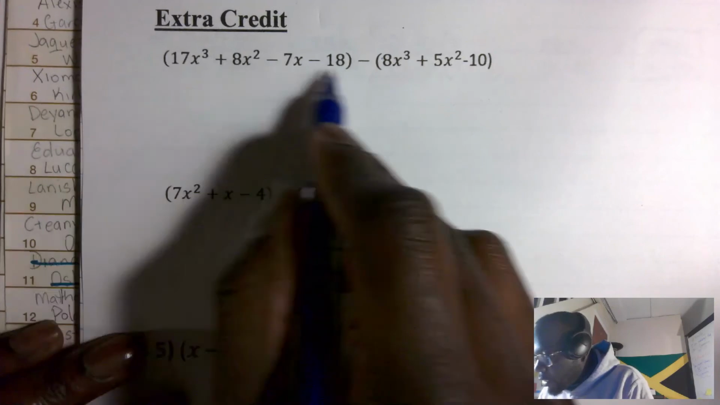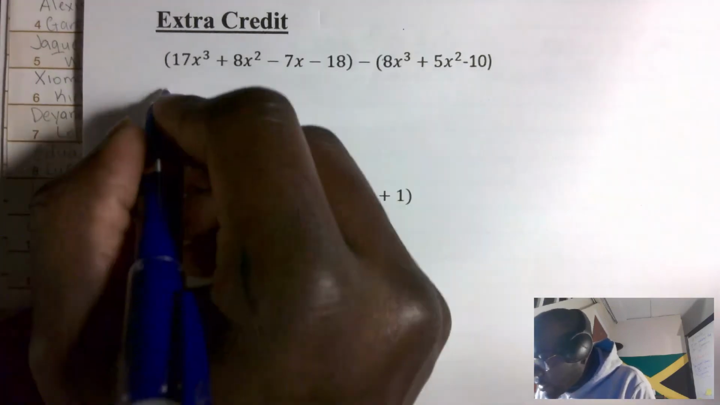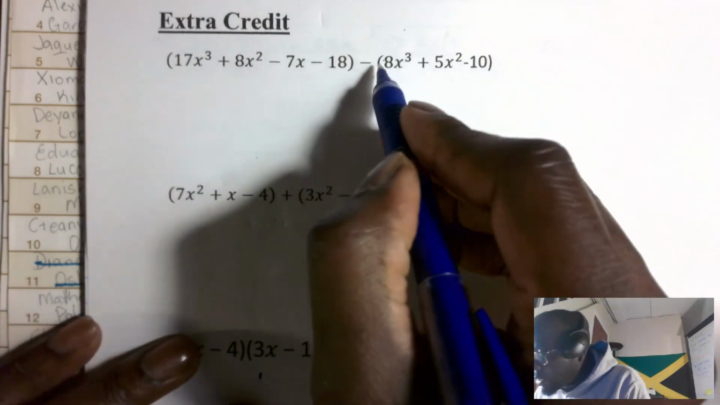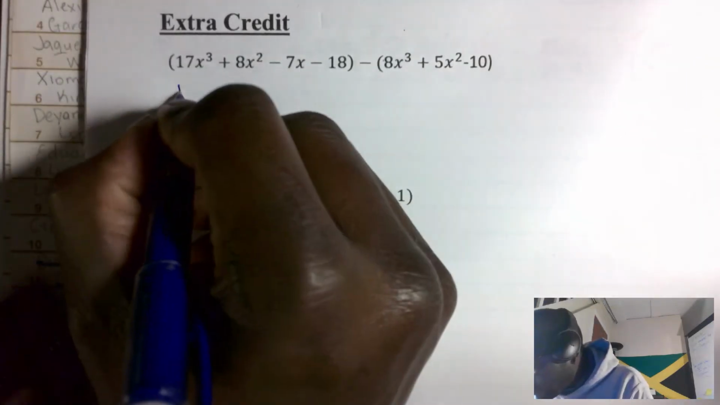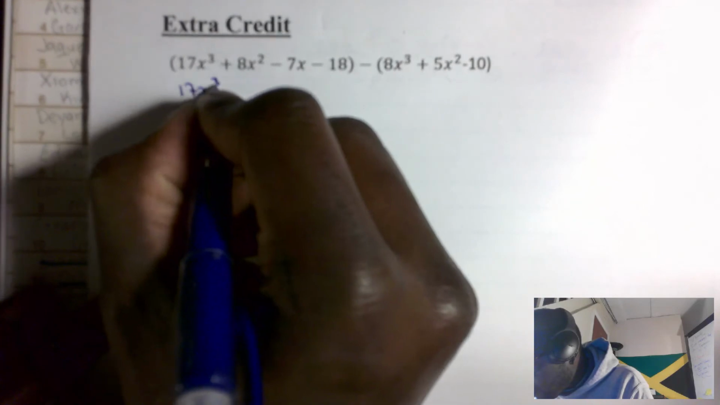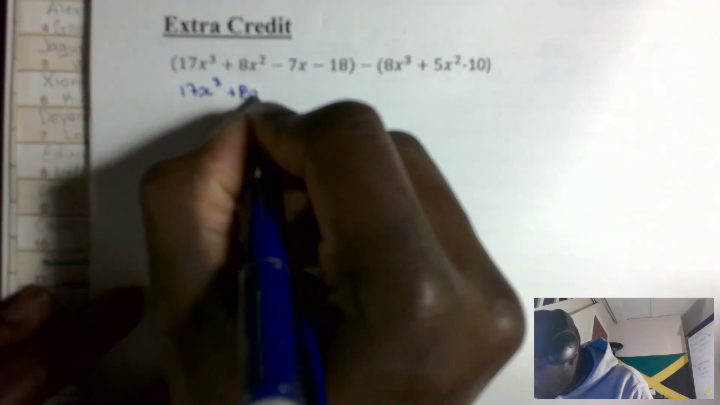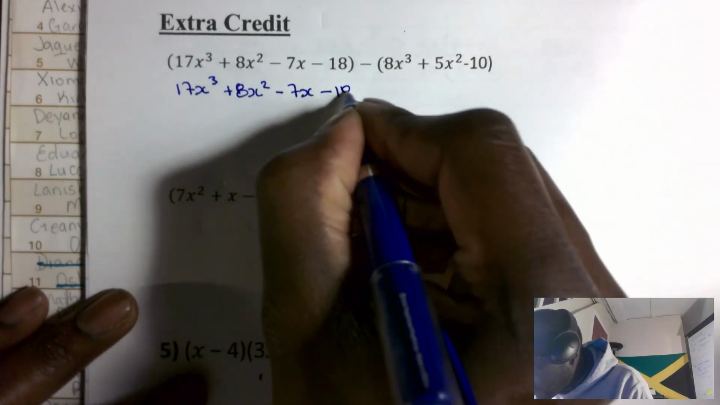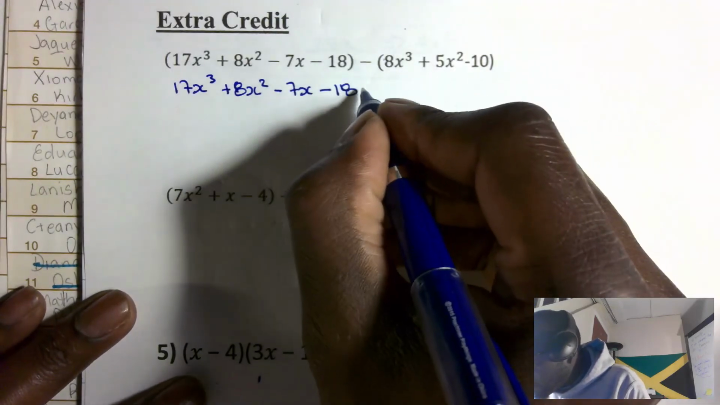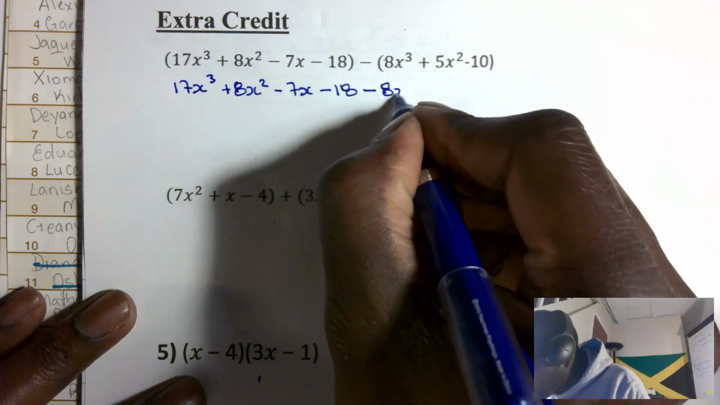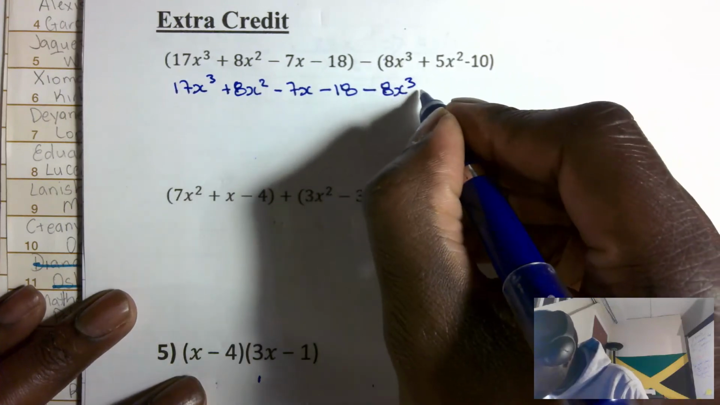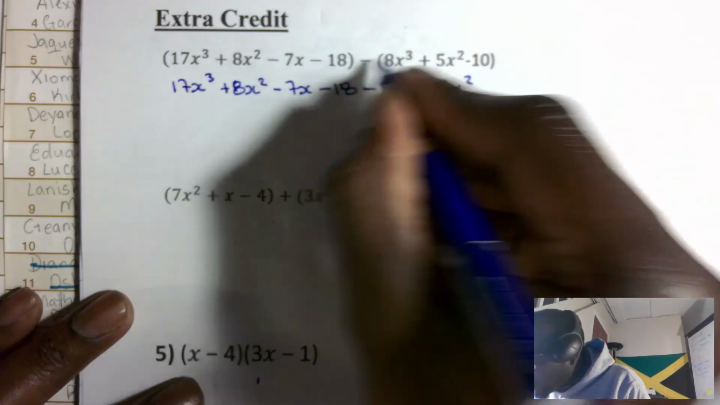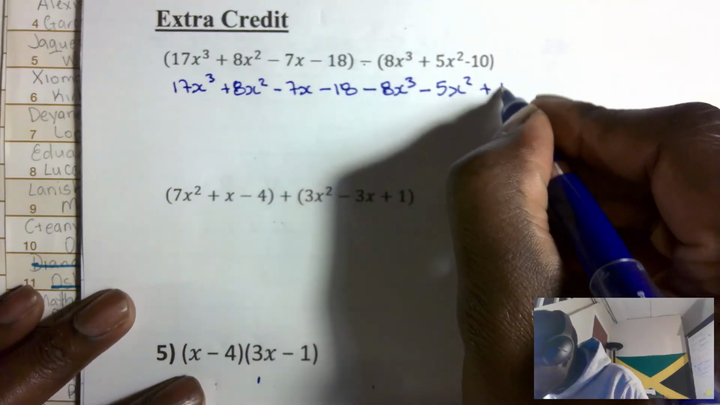So here we're subtracting. So I'm going to remove my parentheses. Again, remember this here changes the sign of everything inside. So I'm going to put 17x cubed plus 8x squared minus 7x minus 18, negative 1 times positive minus 8x cubed minus 5x squared, and negative times negative becomes a positive 10.